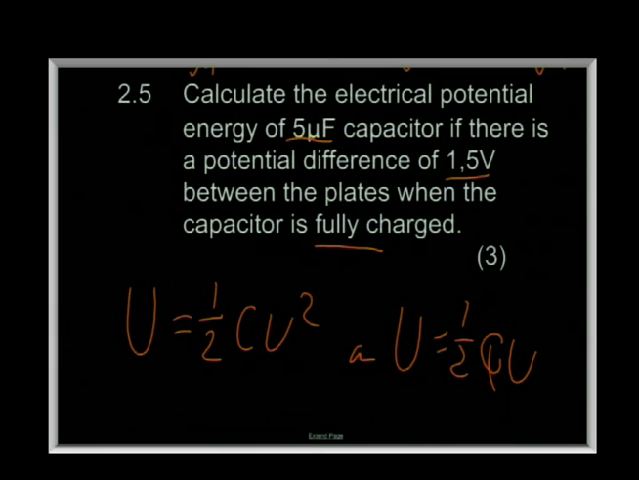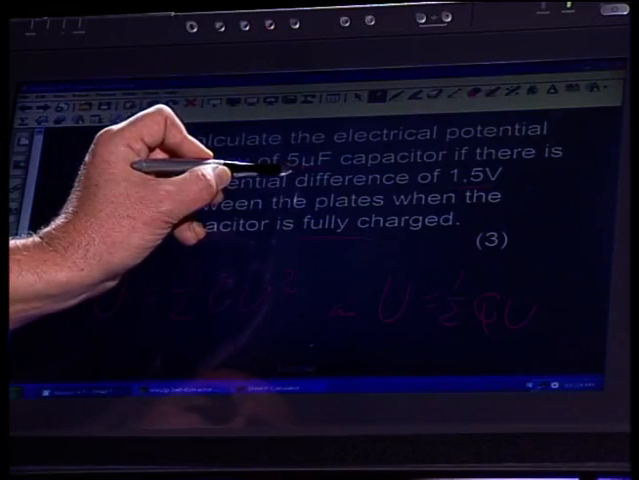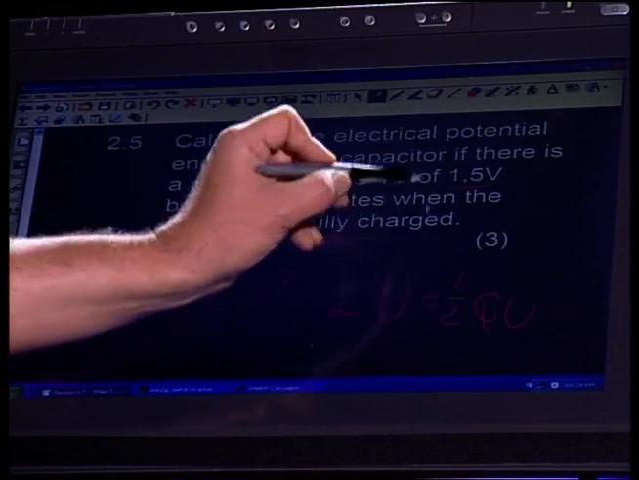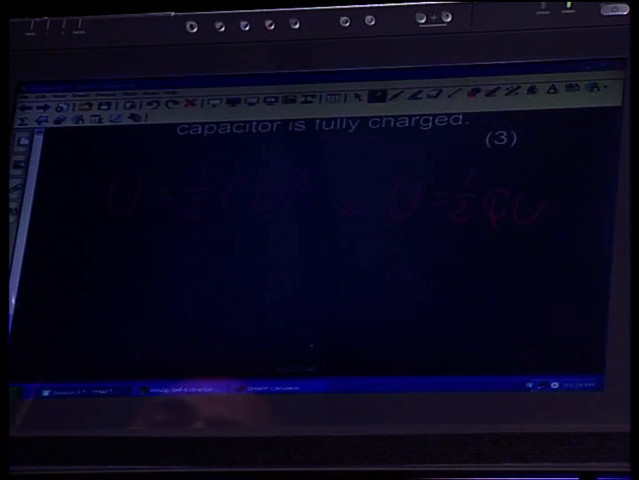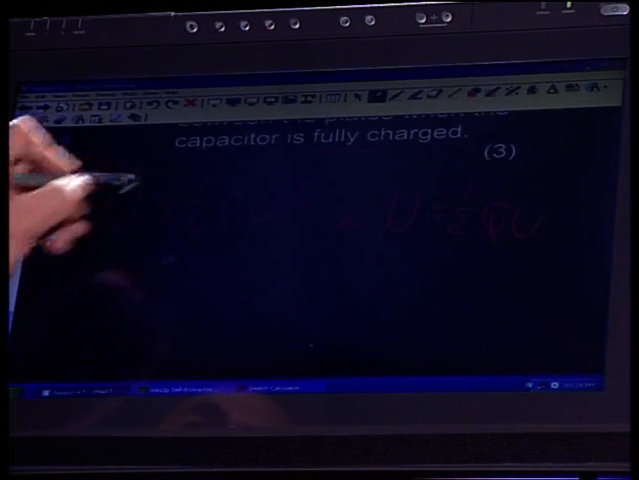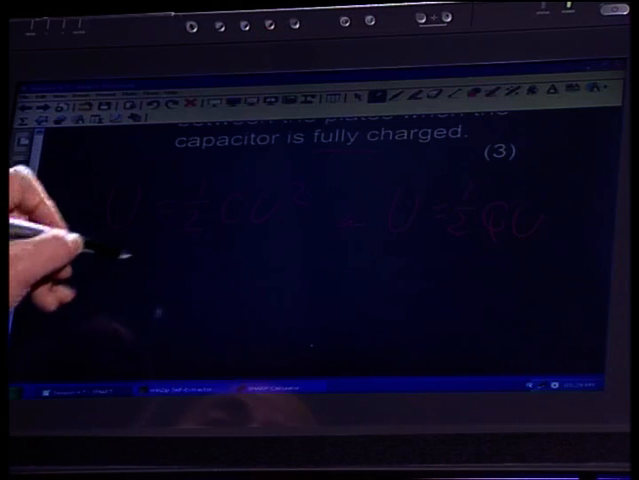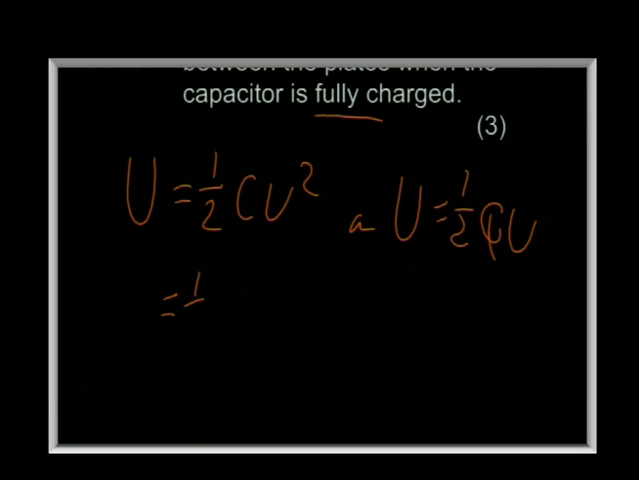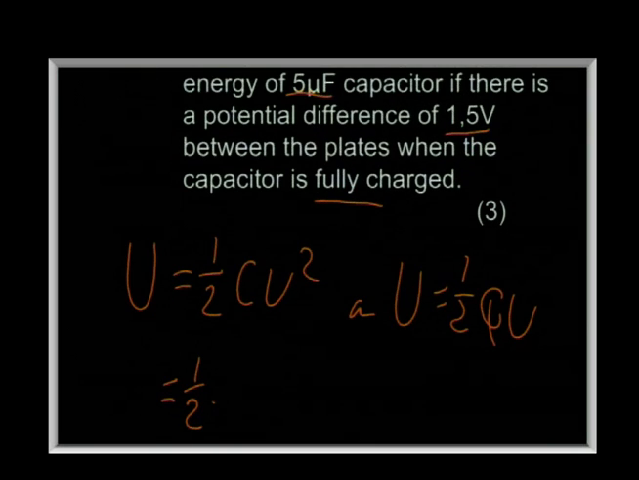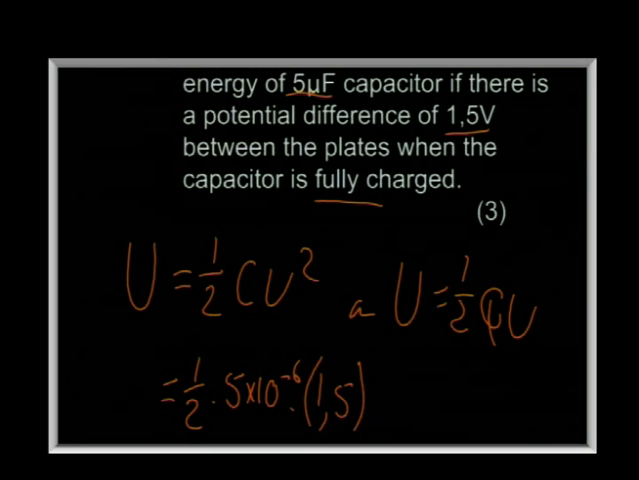What have we been given? We've got capacitance and we've got potential difference. So if we look at that, hope you can see that it's not going to be too difficult. We've got capacitance and potential difference. We're going to use this one. We're going to say electrical potential energy stored in the capacitor is half times 5 times 10 to the minus 6 times 1,5 all squared.